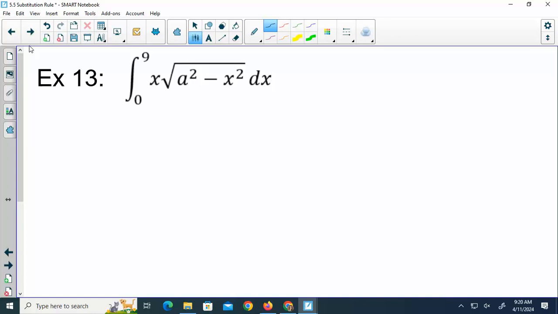So this looks like it has multiple variables. It has a's, it has x's. When you look at the end, dx tells me x is what we're treating as our variable. So a is just going to represent a constant here. We don't have two variables at once. We have one variable. Any other letters are just representing constants. So what is our inside?